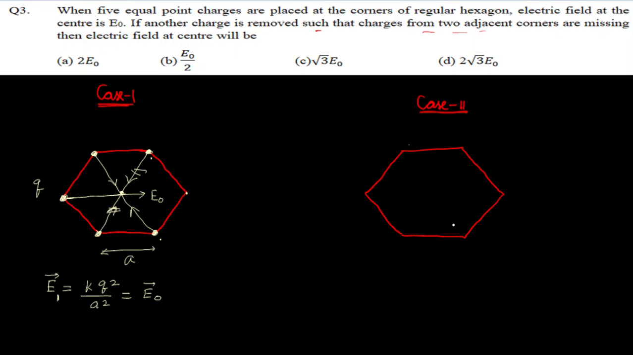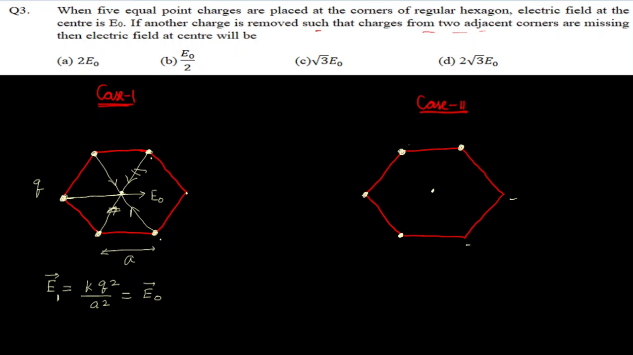So let me remove the charge from this corner. Then we can draw it this way. One charge will be here, another charge will be here, another charge. So now we have only 4 charges in our system. So 4 charges we can place like this. Now at two adjacent corners, this corner and this corner, there is no charge. Okay. So again, we have to calculate the electric field at the center.